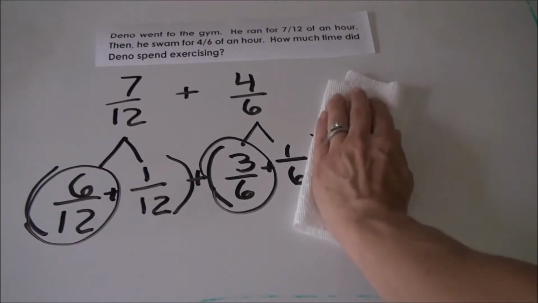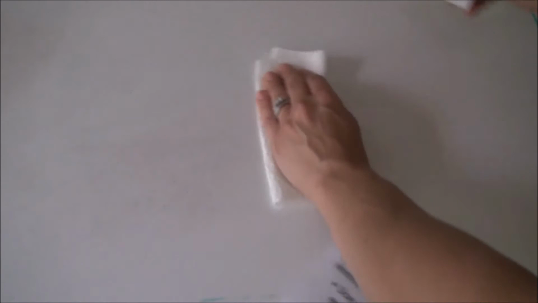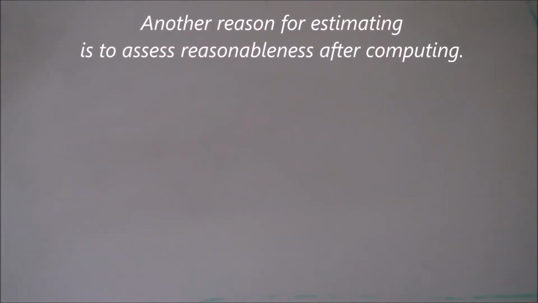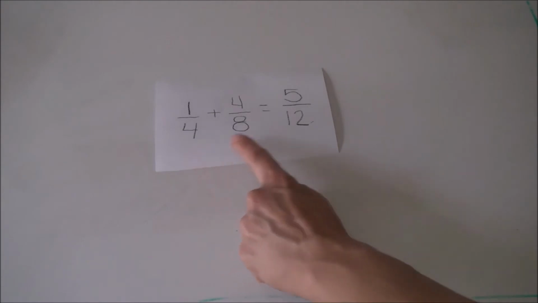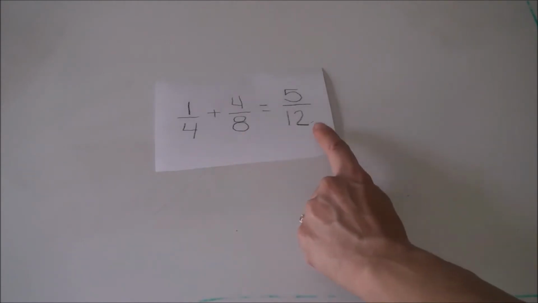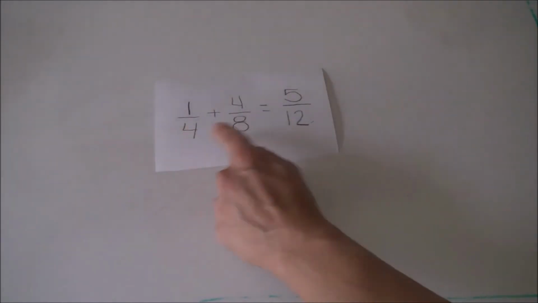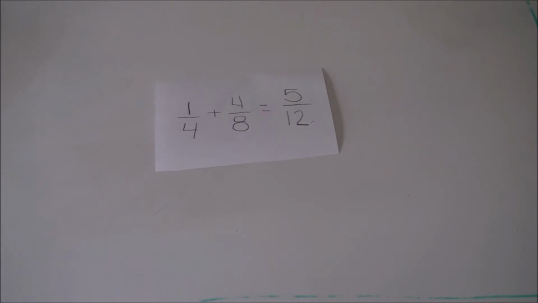A second reason fifth graders estimate using benchmark numbers is to assess the reasonableness of the solution after adding or subtracting fractions. Take a look here. Here, a fifth grader incorrectly solved 1/4 plus 4/8, stating the sum is 5/12. A common error is for students to add both the numerators and the denominators. Teaching students to make estimates after computing helps them notice when the answer is not reasonable.